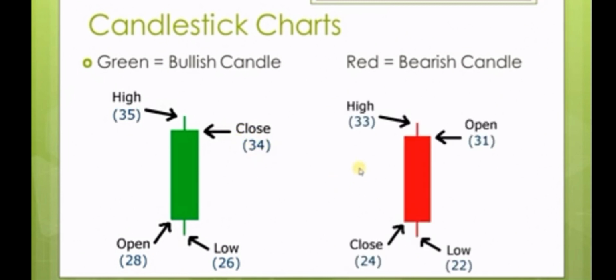For a bearish candlestick, it will be represented by a red candlestick, and in the case of a bearish candlestick, the top of the candle will show you the opening price, and the bottom of the candle will show you the closing price. So you can see how the opening and closing prices on bullish and bearish candlestick are represented in opposite ways. For candlestick charts, you have to take note that the color of the candle is important.